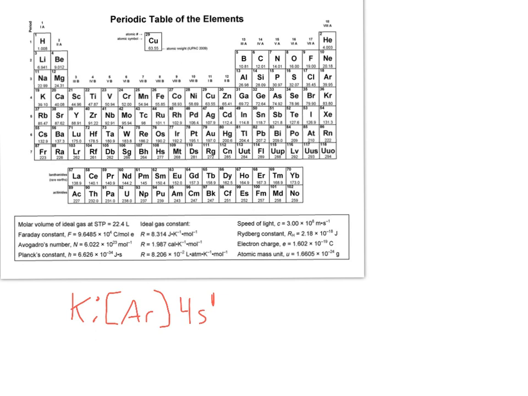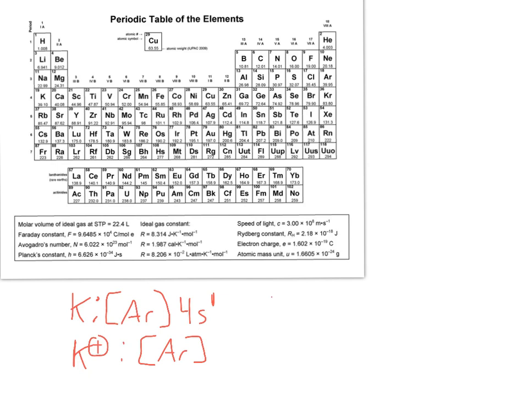Remember from earlier in your chemistry courses that potassium forms a cation. The potassium cation will adopt the noble gas configuration of argon. The 4s electron would be the one that ionizes when potassium becomes a cation. Okay? So what do you do when you have something a little bit more complicated?